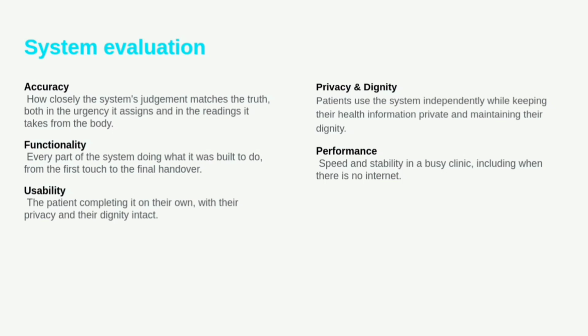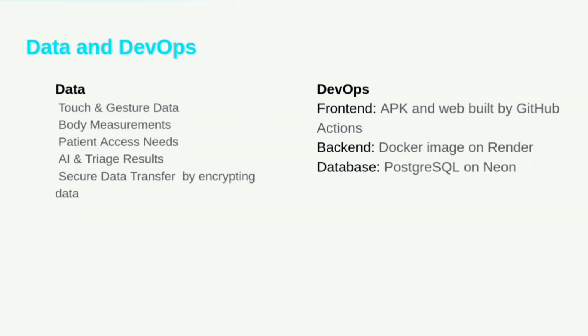Then lastly, we have the data. The system works with several types of information. We collect the patient's touch and gesture information, then the body measurements such as the heart rate, and the results produced by the system. Because of this, sensitive information needs to be protected. So we encrypt that information and share it using a QR code, which the patient uses to move from one clinical station to the other.